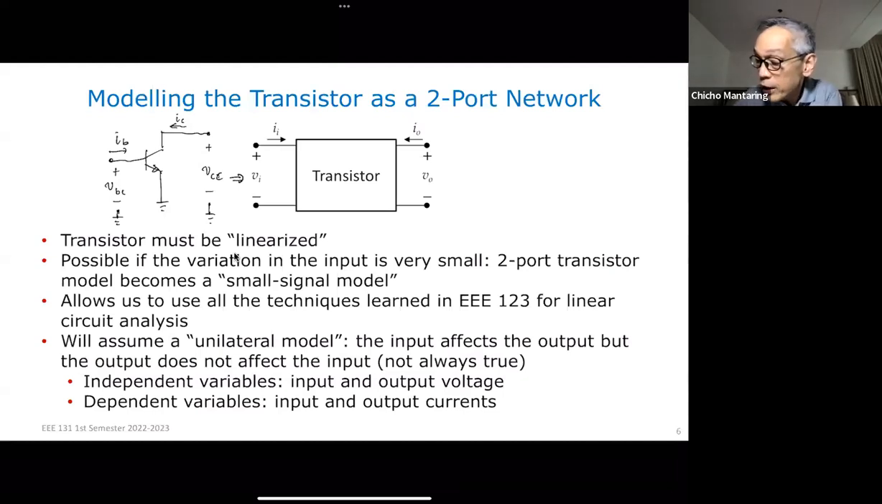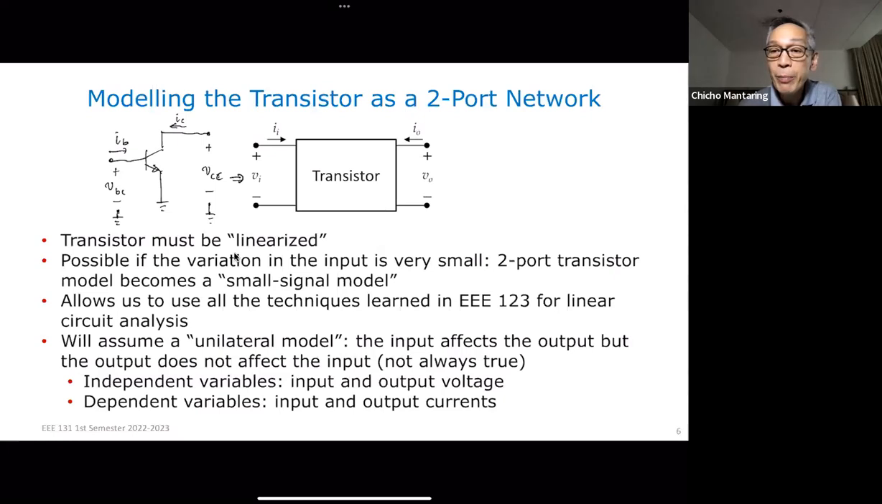So if we want this to be modeled into a two-port network, one of the first things we have to do is the transistor must be linearized. Now, can we do that? Yes, we can linearize a transistor if the variation in the input is very small. And usually that is the case. Again, we can linearize the transistor if the variation at the input is very small, and usually that is the case.